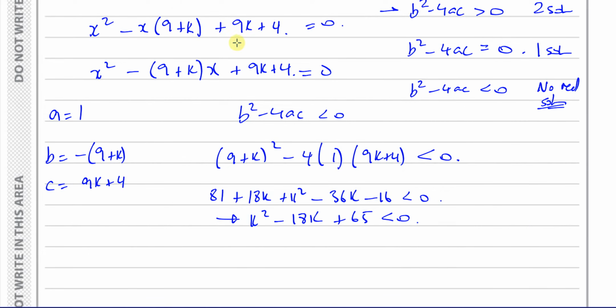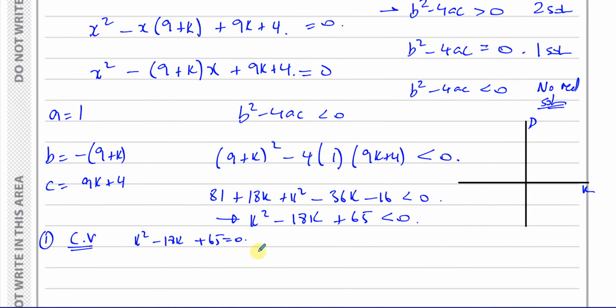So when we're solving this inequality, we're basically finding the values of k for which the discriminant is less than 0. When the discriminant is below this axis here, it will have a negative value, and therefore those values of k will give us no solution for the quadratic equation that we formed. So now we have to solve this inequality. The first thing is to find what are called the critical values, which is when does this actually equal 0. So we have k squared minus 18k plus 65 equals 0.